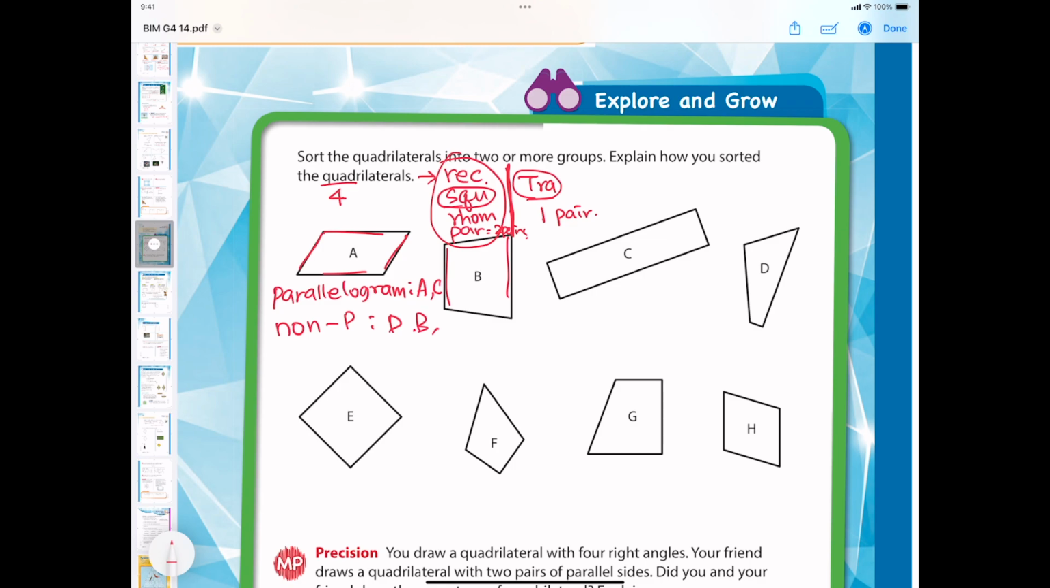And what about E? Yes, E has 2 pairs of parallel sides. That means what? Yes, it is a parallelogram. What about F? Has 1 pair? No, nothing. So F has no pair of parallel sides. What about G? It has only 1, not 2. H has 2. Okay, so A, C, E, H are what? Parallelograms, and the others are not parallelograms.